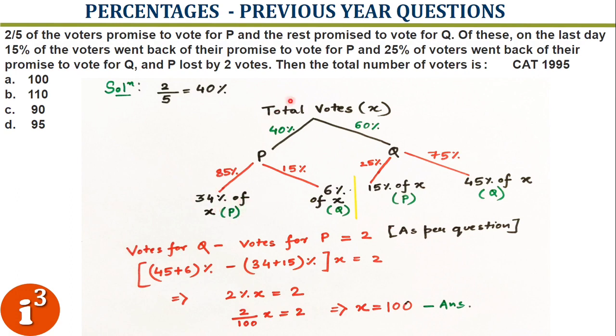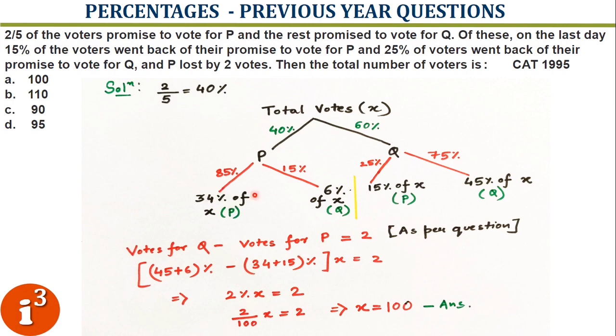Now what has been asked is that after all these things, P lost by 2 votes. P lost means the number of votes of Q was more. So votes for Q minus votes for P. So what was the vote for Q? Loyal to Q was 45%. Betrayed P and went to Q is 6%. So 45 plus 6 is 51%.